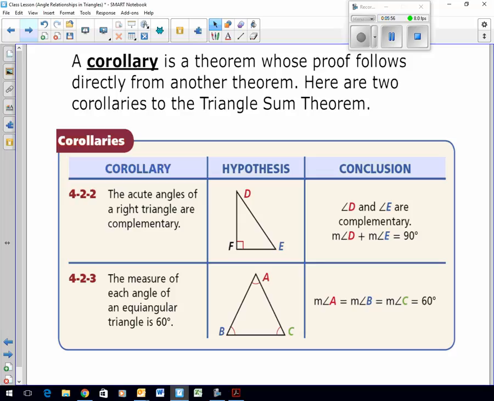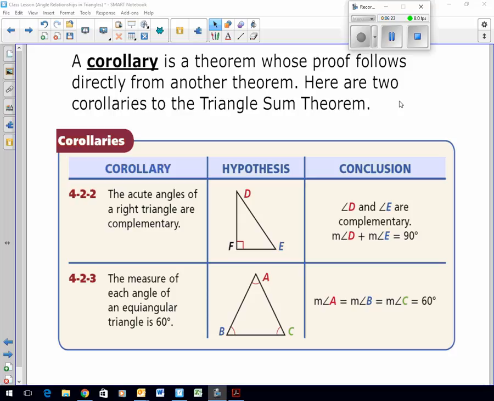Corollary number two: the measure of each angle of an equiangular triangle is 60 degrees. Let's talk about this first corollary. The two acute angles of a right triangle are complementary. Miss Morris, tell me what complementary means. Sum of 90. Good.